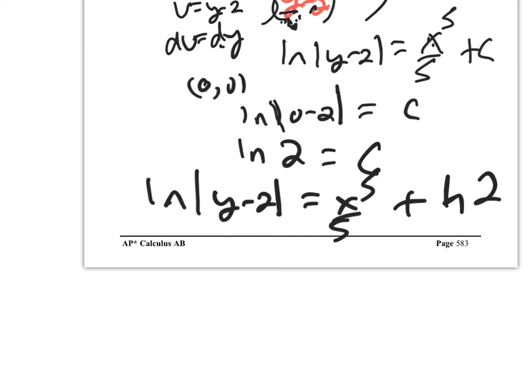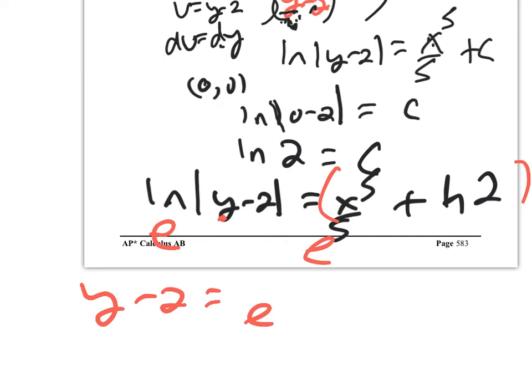Multiply by e? I think I know what you're doing, but it's not multiply. It's exponentiation. That's right. Watch this, Talia. To get y out of there, we exponentiate both sides. That gives me y minus 2 equals e to the x to the 5 over, was it x to the 5 over what? 5 plus natural log of 2. Add 2 to both sides.